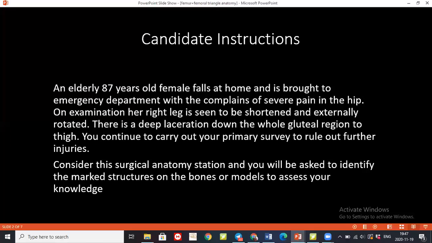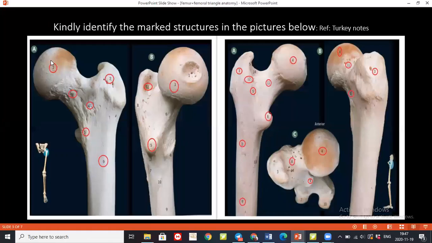Right, so if you read and understood, kindly tell me the identification of, if you start from the left hand side, picture A, number 3. Yes, ma'am. Number 3, please, is the head.